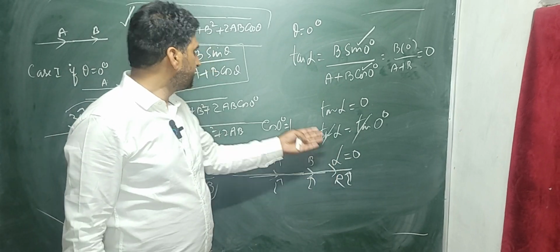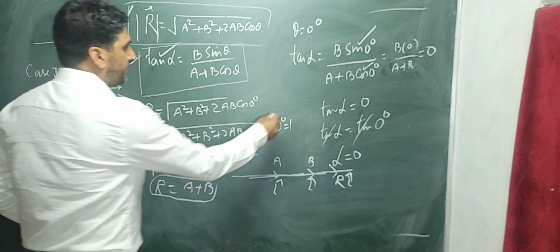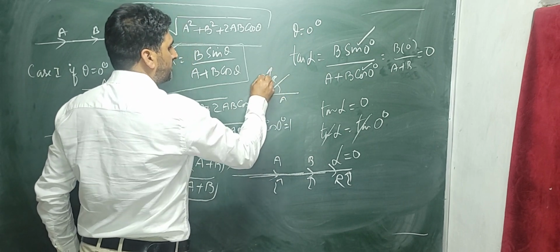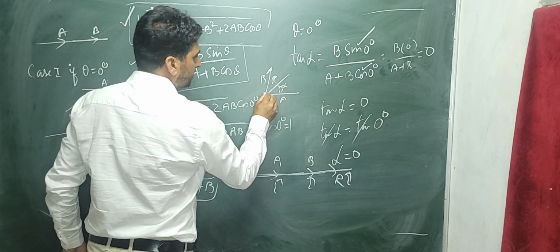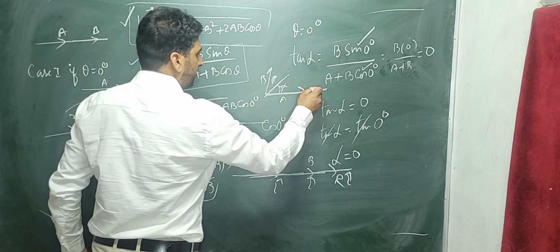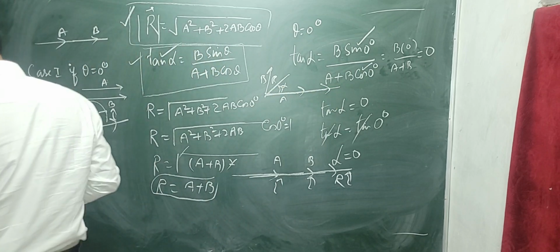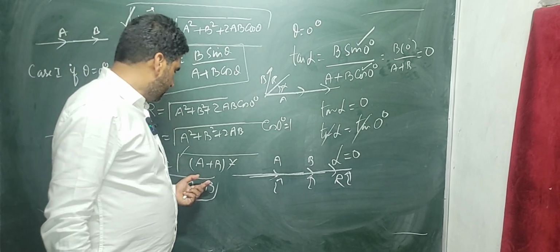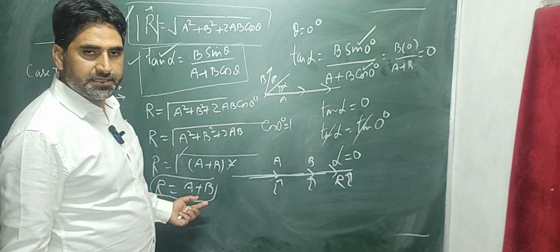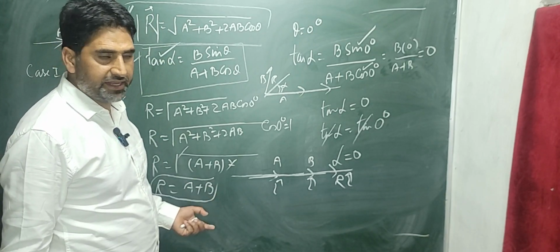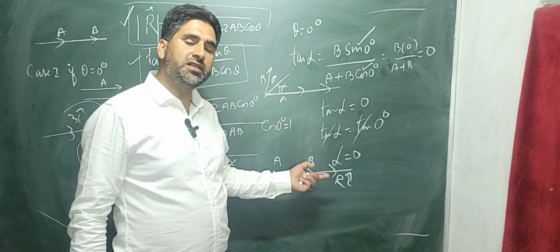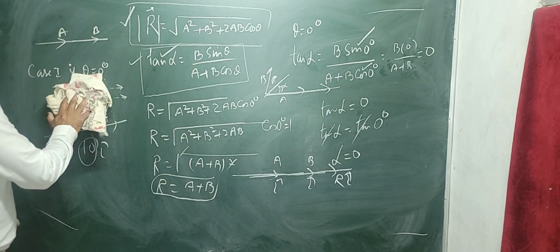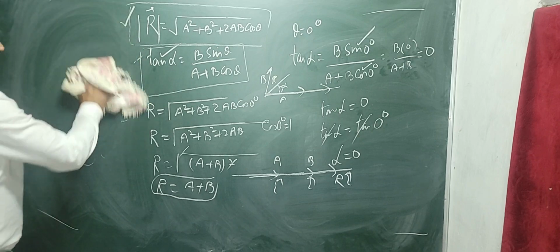So alpha, that is the angle that the resultant R makes with one of the vectors, is equal to 0, means it moves along A, and B is also moving along the same direction, because the angle between A and B is 0. So you conclude here that the resultant can be added algebraically when the two vectors are moving in the same direction, and the direction of the resultant will be the same as that of A and B. So this is one of the cases. Now moving towards the second case.